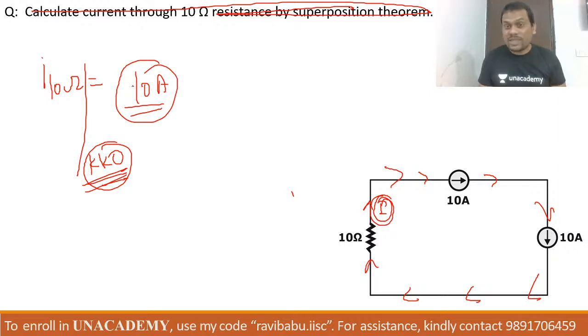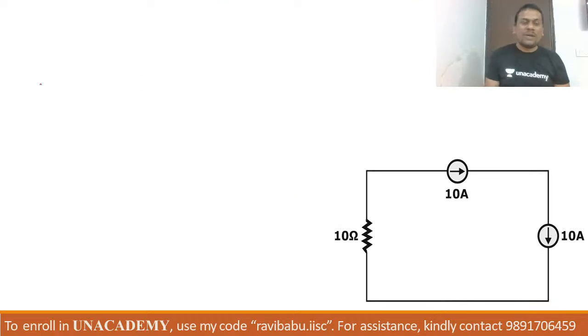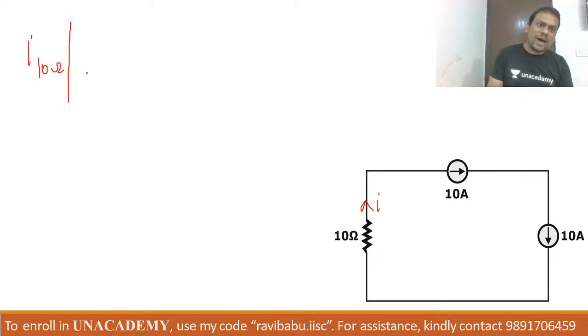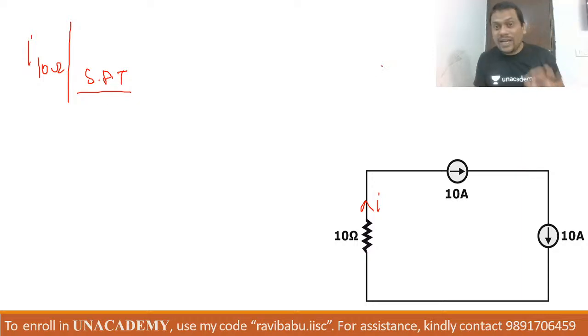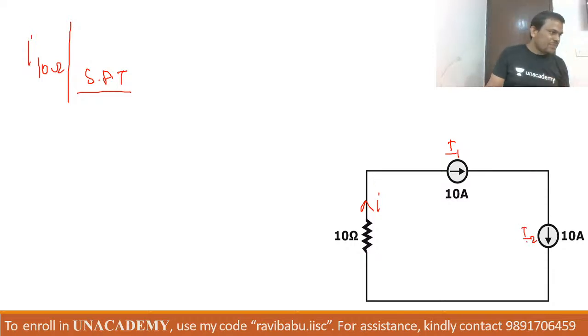But my question is not that one, you know very well. My question is somewhat different, beta. My question is: calculate this I, beta, by superposition theorem. How many independent sources are available, beta? 2. So I want to write like this, I1 and I2. One job is done. Very nice, beta, very nice. So what will be this current I, beta?